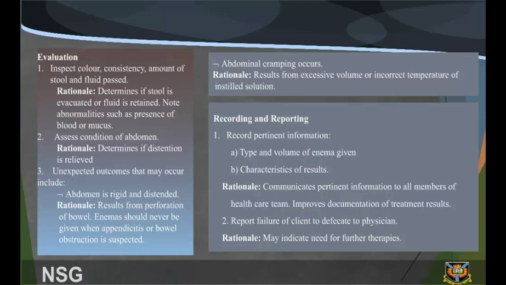Recording and reporting. Record pertinent information: type and volume of enema given, characteristics of result. Rationale: communicate pertinent information to all members of healthcare team. Improves documentation of treatment results. 2. Report failure of clients to defecate to physician. Rationale: may indicate need for further therapies.